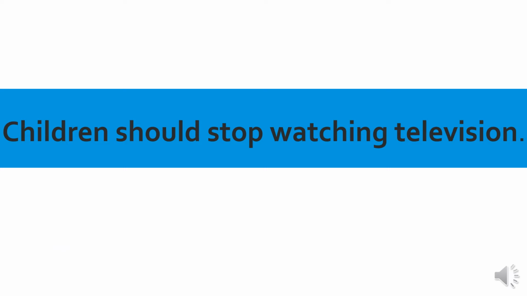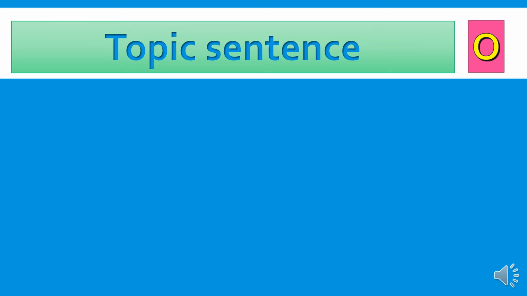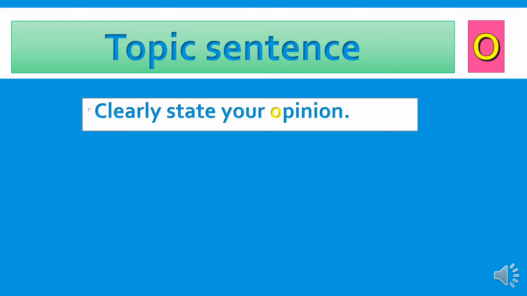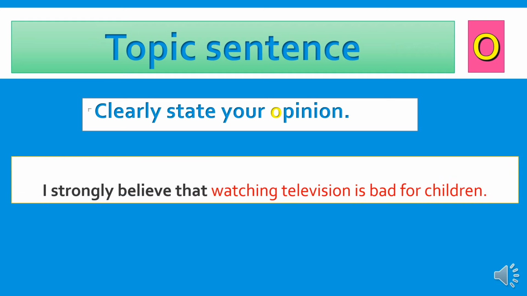Children should stop watching television. This is my opinion. Now I want to write a persuasive paragraph to get the readers to agree with this opinion. So let's start together. The first step is to write our topic sentence. Do you remember the Oreo steps? The first step is the O for opinion. So in the topic sentence, you clearly state your opinion. For example, I strongly believe that watching television is bad for children. So in the topic sentence, I wrote my opinion.